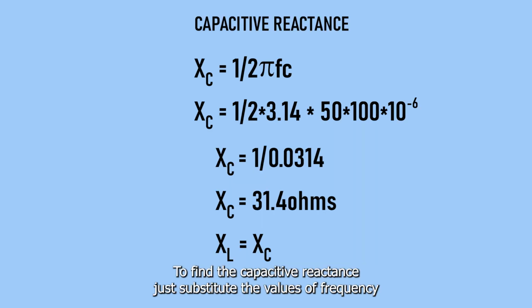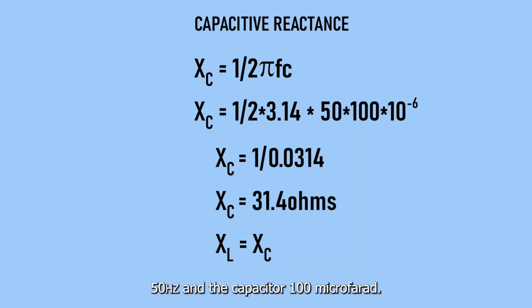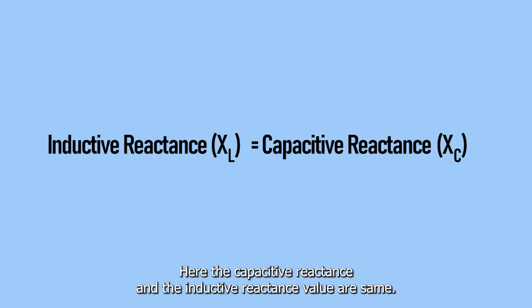To find the capacitive reactance, just substitute the values of frequency 50 Hz and the capacitor 100 microfarad in the formula Xc is equal to 1 by 2 pi FC. By simplifying this, we get capacitive reactance Xc as 31.4 ohms. Here, the capacitive reactance and the inductive reactance values are the same.